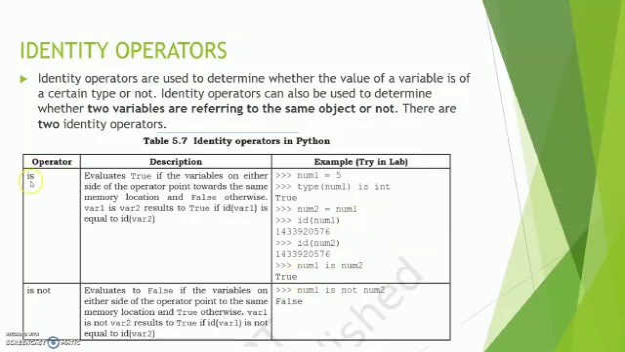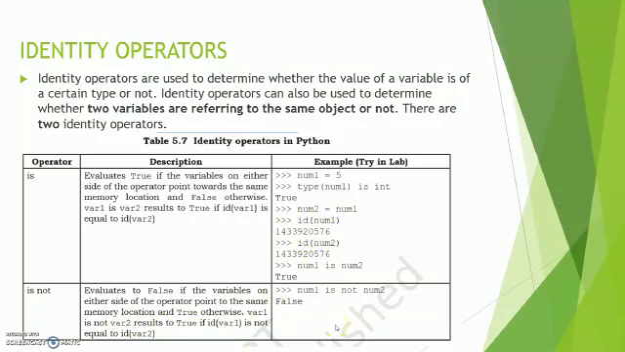So when we are using is, if both the variables are pointing towards the same, that is they are of the certain type, then the value is true. Now when we have is not, this evaluates to false if the variables on either side of the operator point to the same memory location, and true otherwise. That is, variable 1 is not variable 2. It results in true if the ID of variable 1 is not equal to the ID of variable 2. That is the opposite of this.